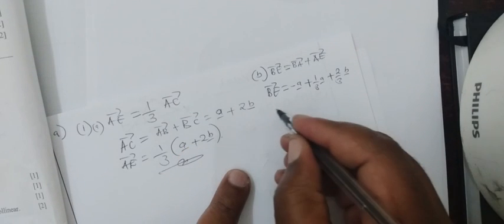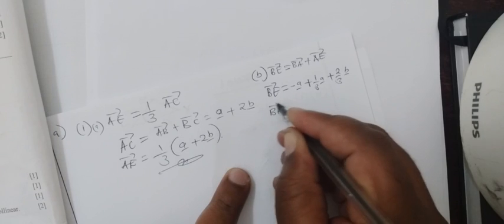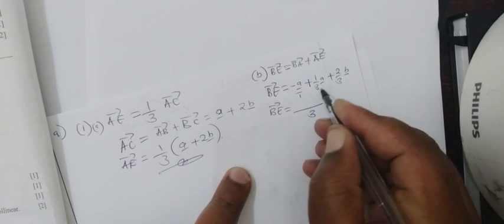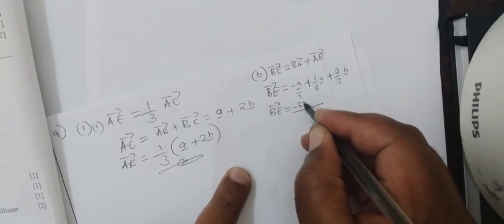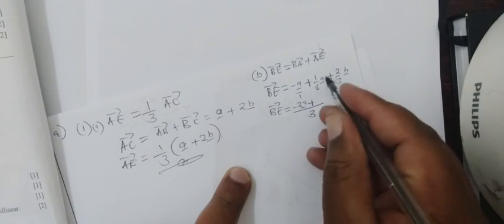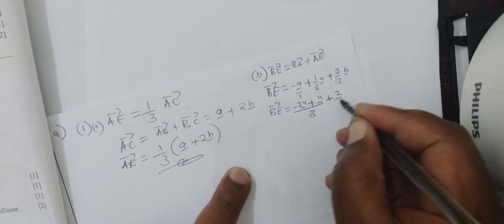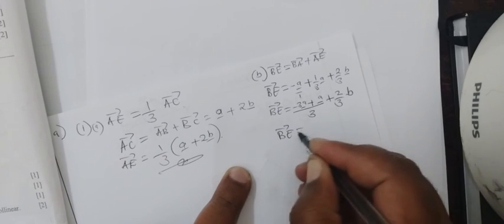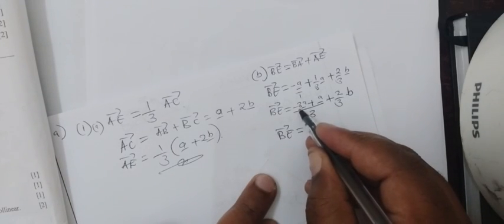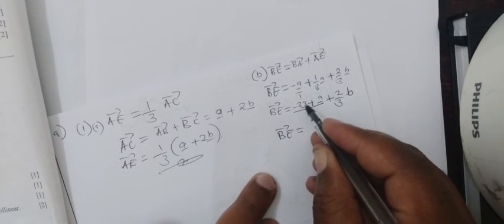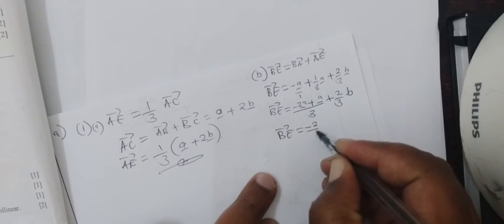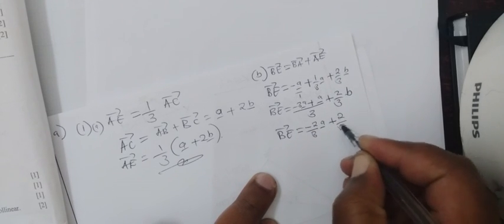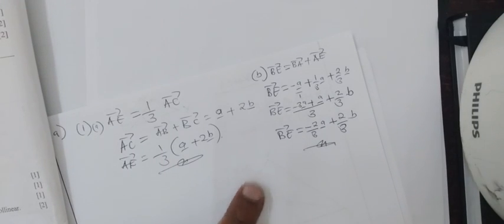So BE, take note, you can say over 1 here. What is the denominator here? It is 3. 3 times A, negative 3A, plus 1 times A to be A, plus 2 over 3B. So BE is equal to, what is negative 3A plus A? Negative 2 over 3, you can put A here, plus 2 over 3B. This is the answer.